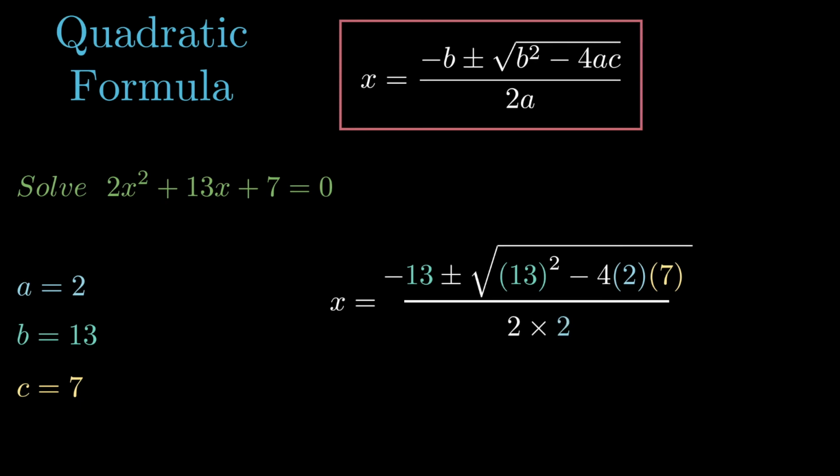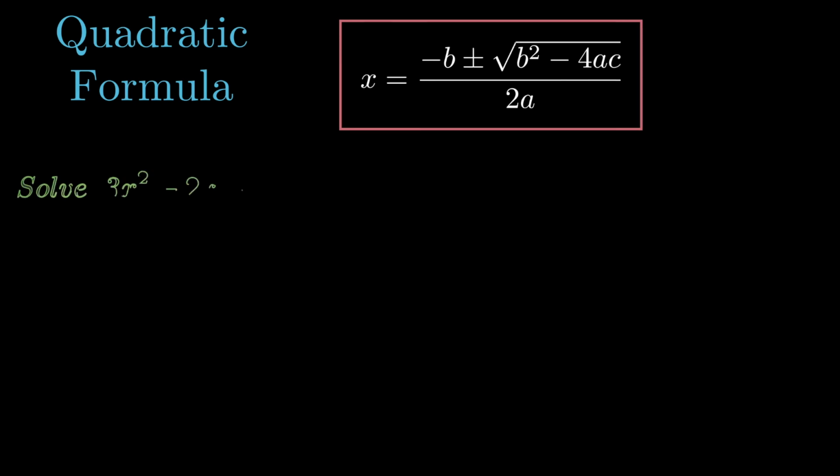Now when we plug these values into the calculator, we do the plus first and then we do the minus after. So the two answers you should get is x is equal to minus 0.59 or x is equal to minus 5.91. And you can check if the solution works by plugging this back into the quadratic equation.